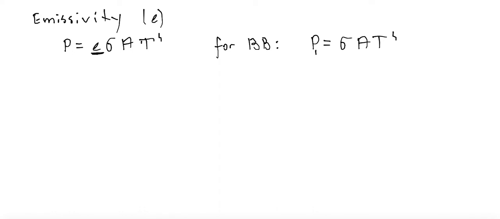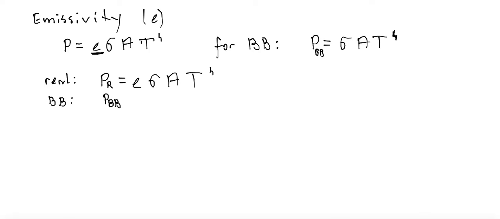Okay, so power emitted by a black body is equal to sigma times surface area times temperature to the power of 4. So let's compare two objects. A real object which has emissivity, so P real is emissivity sigma A T to the power of 4, and a black body, a theoretical object of the same temperature, which has power sigma A T to the power of 4.